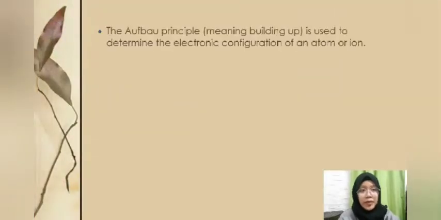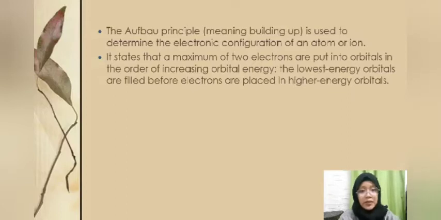The Aufbau principle, meaning building up from the German word Aufbau, is used to determine the electronic configuration of an atom or ion. It states that a maximum of 2 electrons are put into orbitals in the order of increasing orbital energy. The lowest energy orbitals are filled before electrons are placed in higher energy orbitals. According to the Aufbau principle, electrons fill lower energy orbitals first.